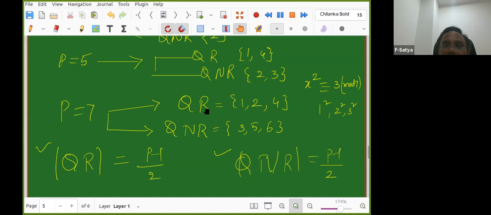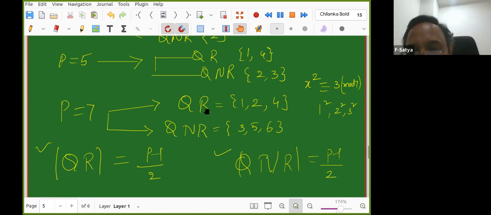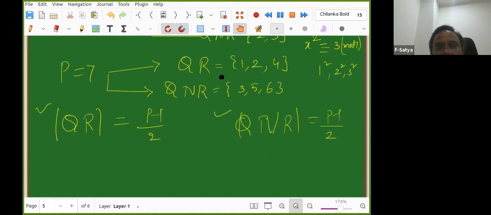Okay. So let us have clarity. I think I got mixed up. No problem. Let us have clarity now. My goal is to prove that the cardinality of QR, the number of quadratic residues, is P minus 1 by 2. How do you prove it? Yeah, the question is clear now.